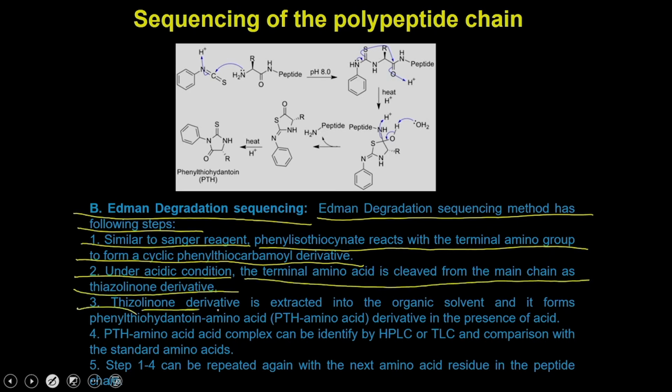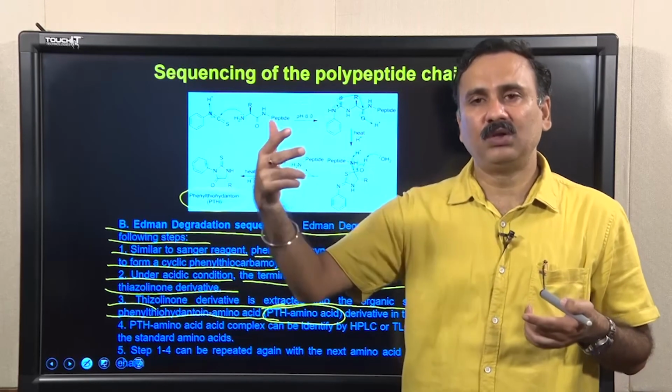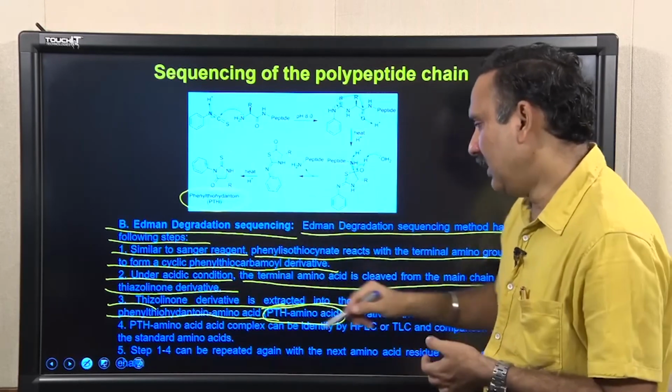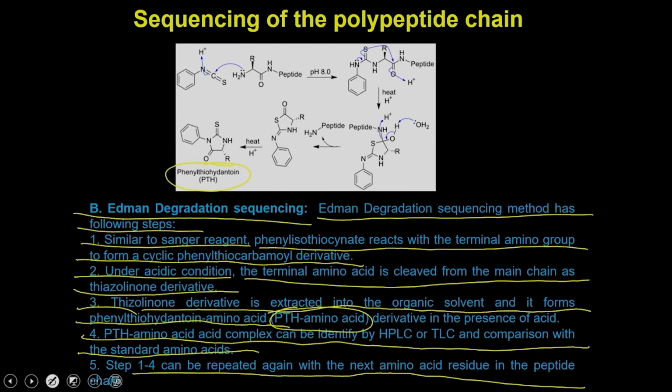Number 3, the thiazolinone derivative is extracted into the organic solvent and forms the phenylthiohydantoin amino acid, or the PTH amino acid complex. The PTH amino acid complex is going to be separated and analyzed on the HPLC or the TLC, just like we discussed before, and that can be compared with the standard amino acid, and that is how it gives you the presence of the terminal amino acid. So, the PTH amino acid complex can be identified by the HPLC or TLC, and it is compared with the standard amino acid. Steps 1 to 4 can be repeated with the next N-terminal amino acid.